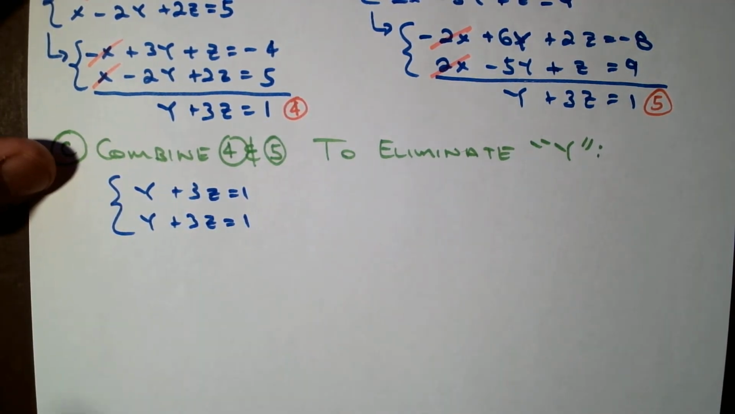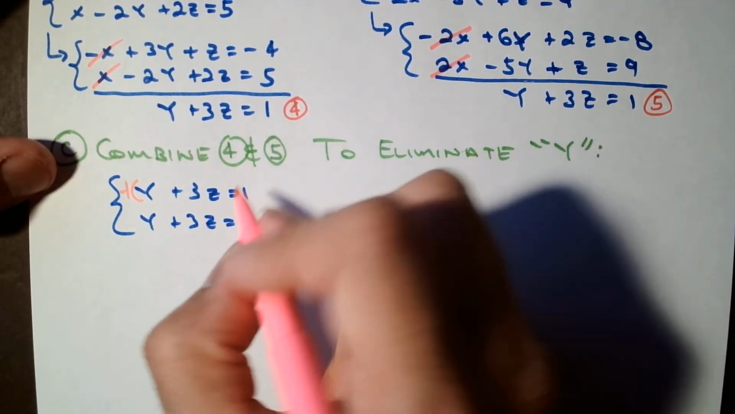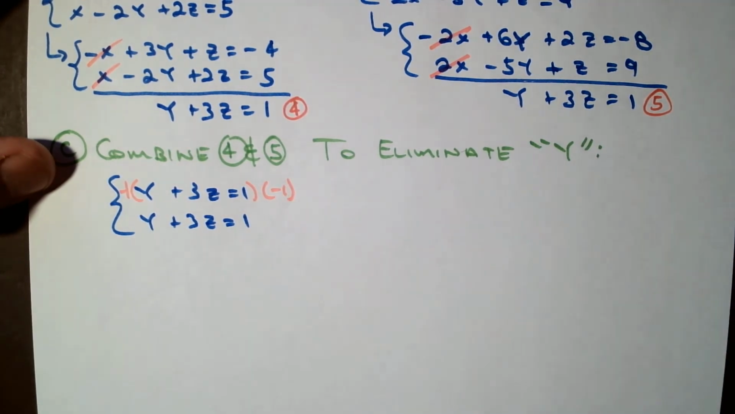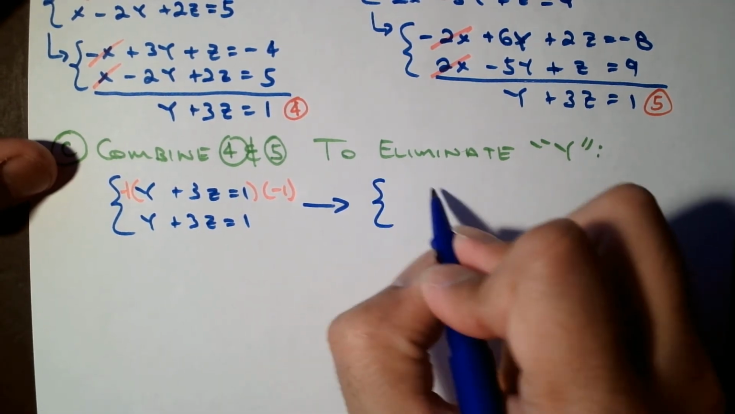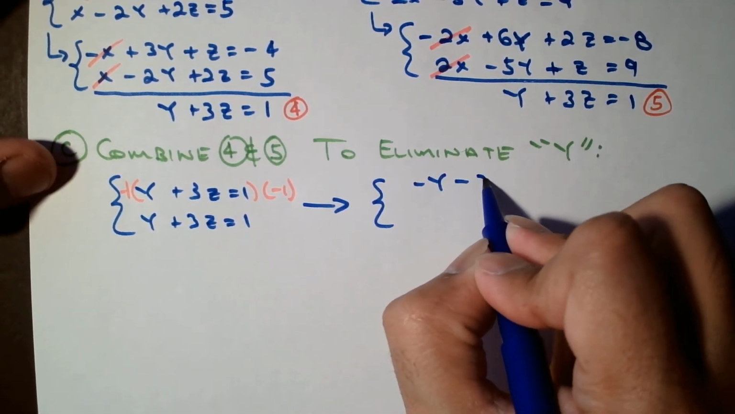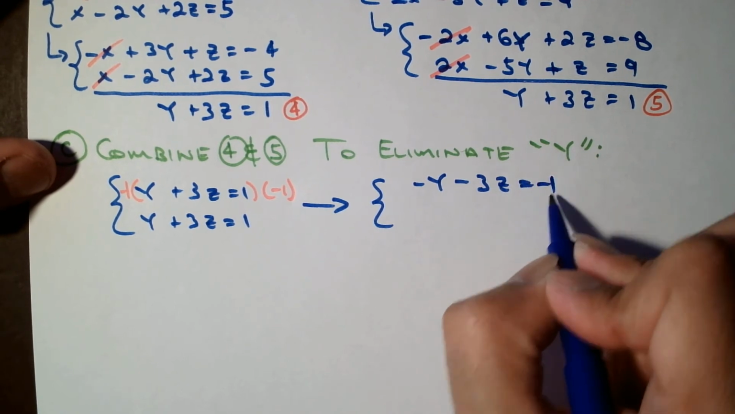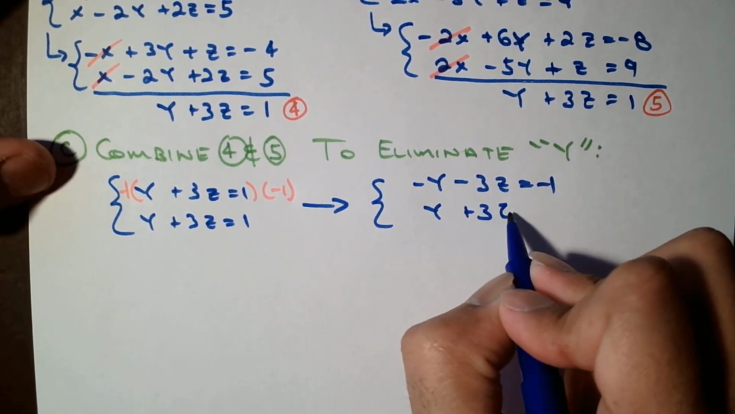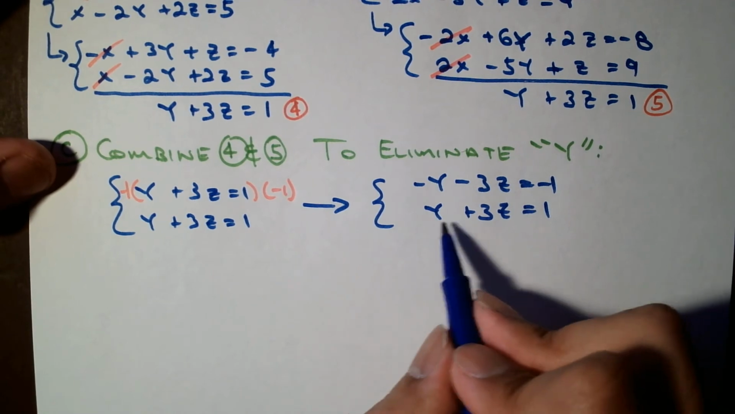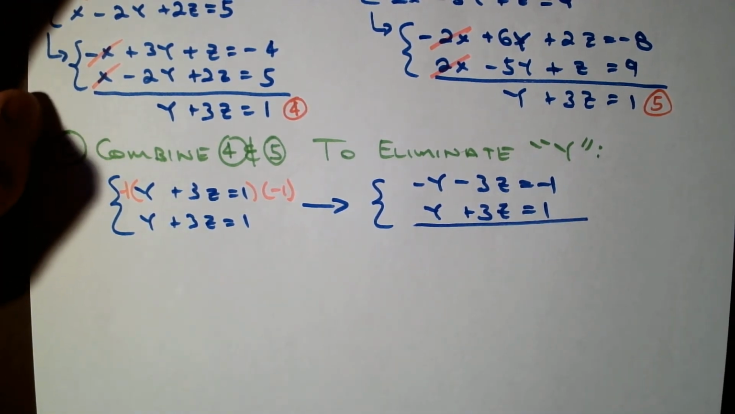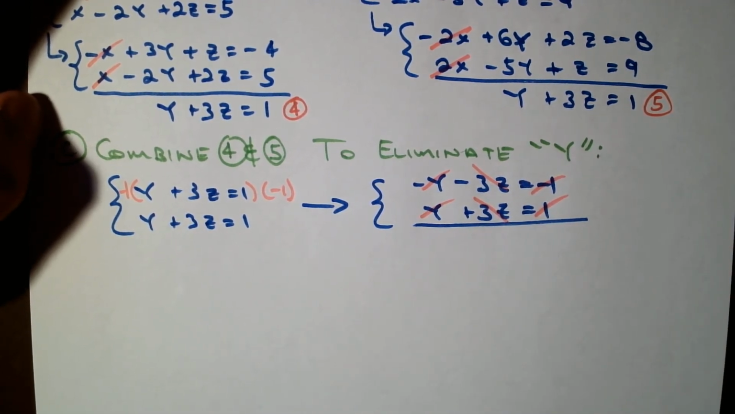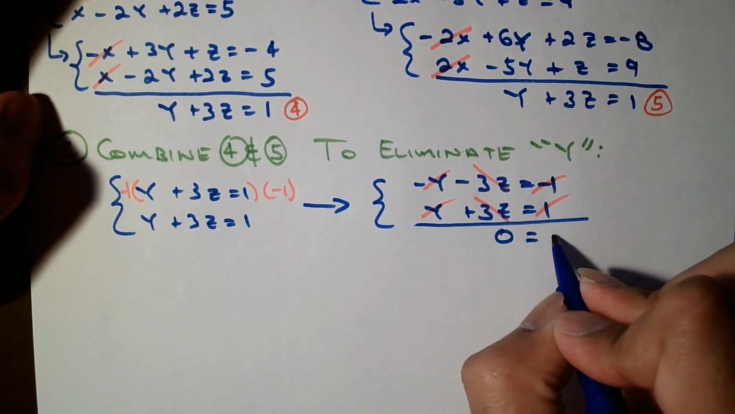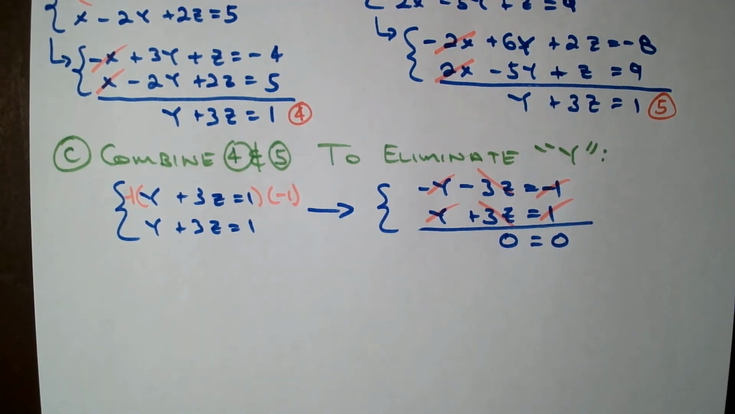So all we need to do here is multiply by -1 on the first one or the second one. Either way, it doesn't matter. I'm going to rewrite the system: -y minus 3z equals -1, then y plus 3z equals 1. When we add them together, everything goes away. 0 equals 0, just like the second equation.